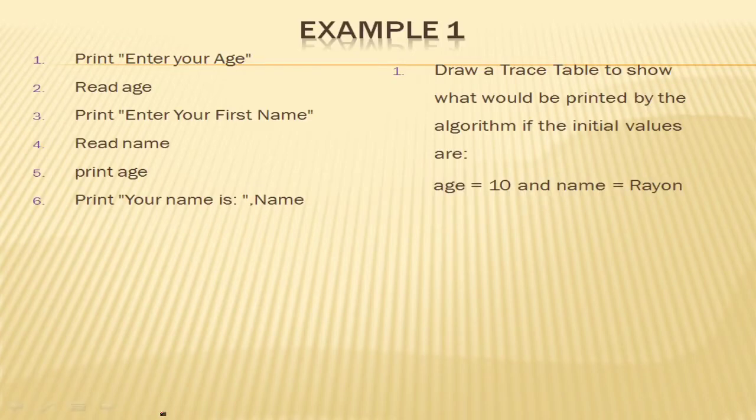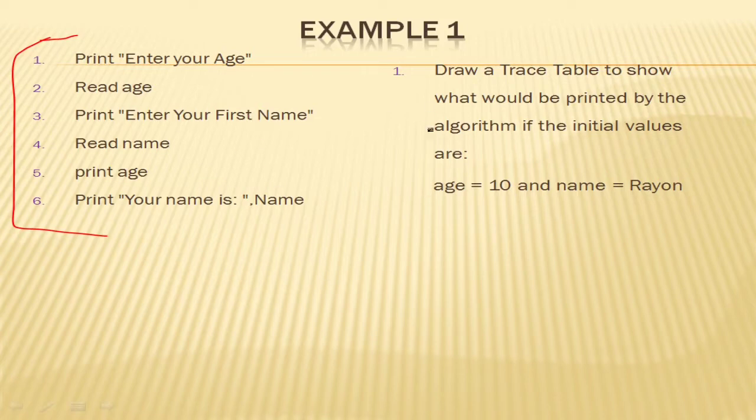Alright, cool. So let us look at how to draw a trace table by doing a few examples. What we're going to do here is do a trace table for 4 different examples. Very good practice. The first example is asking us to draw a trace table to show what would be printed by the algorithm if the initial values are age equal to 10 and name equal to Ryan, right? So on the left here, what we have is a snippet or a fragment of code.